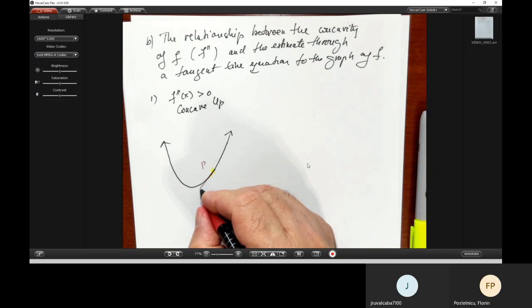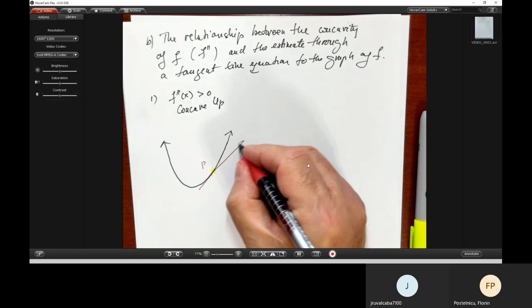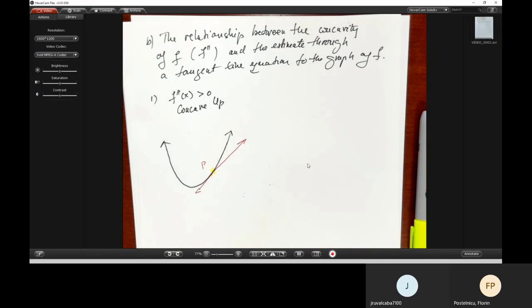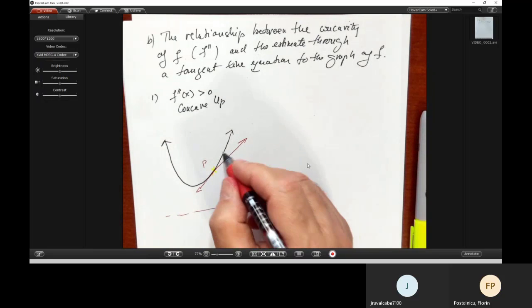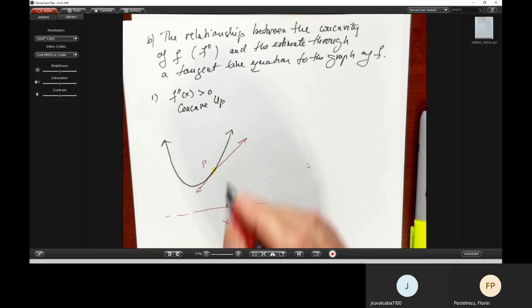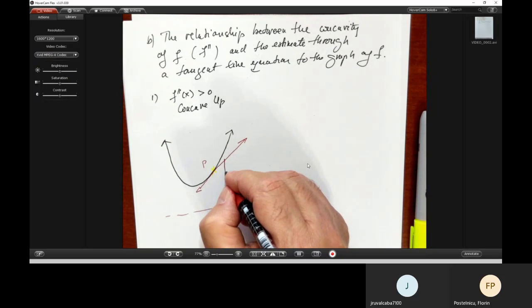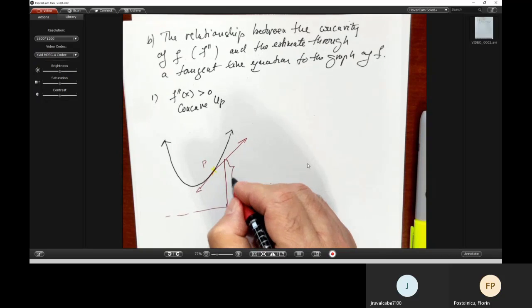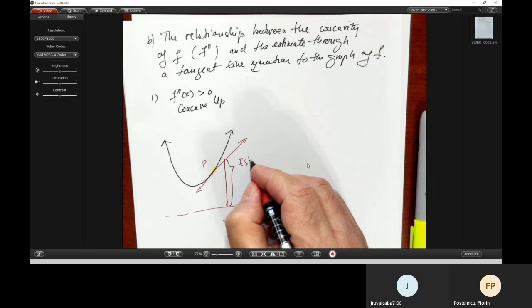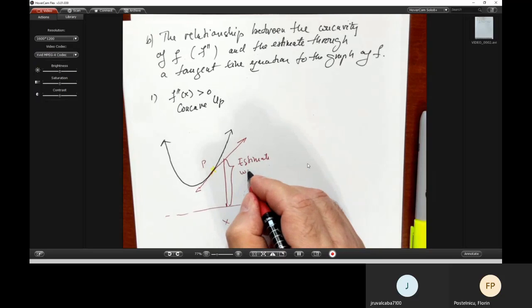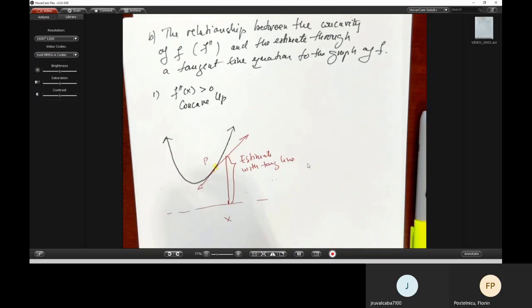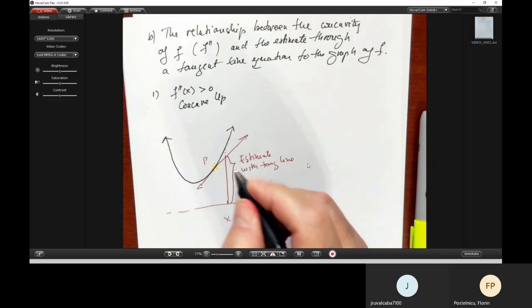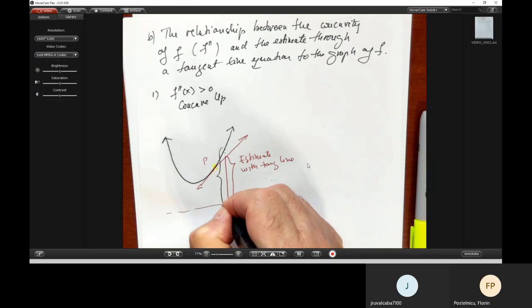So let's see, that's the x value I'm using in order to estimate f of x by using the tangent line equation. And in order to find out the real value, obviously I should have evaluated f of x. I can notice right here that something is going on.